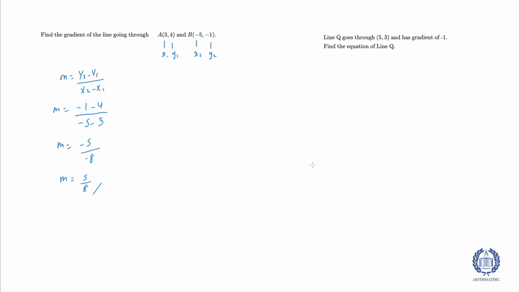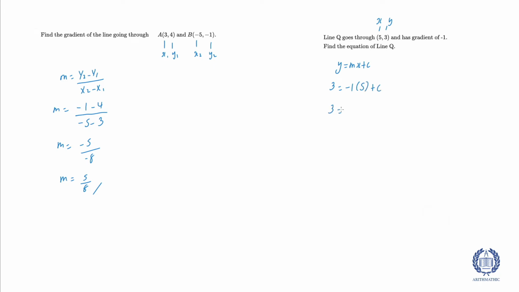Now, if we look at the second one, this is finding the equation of line Q. We've got a coordinate and a gradient. So I'm going to label this as x, and I'm going to label this as y. And remember that it's going to be y equals mx plus c. So I'm going to put this inside here. The y is going to be 3. My m value is going to be -1 times x, which is 5, plus c.